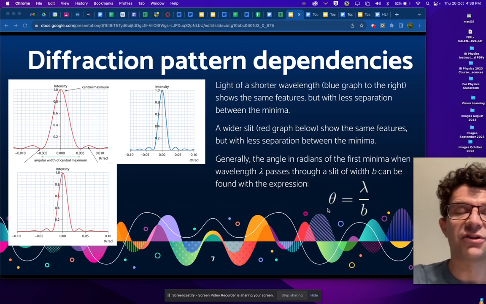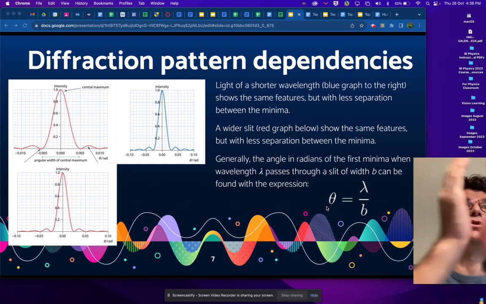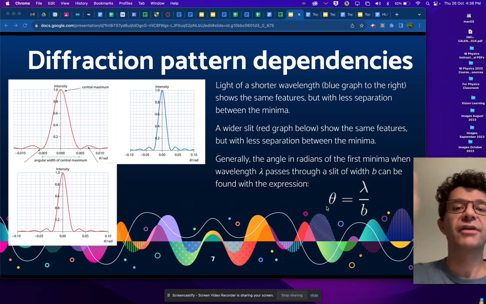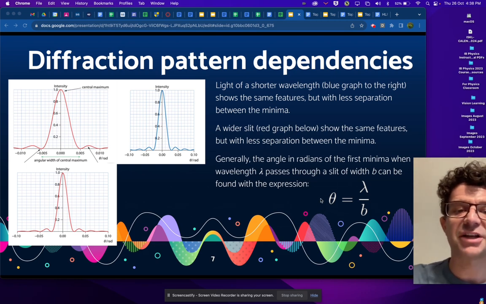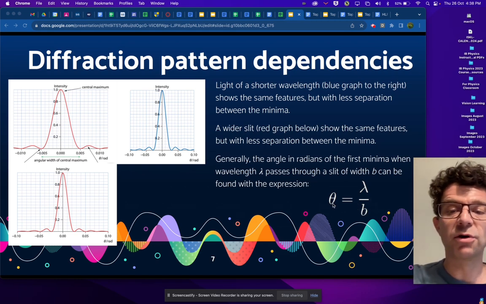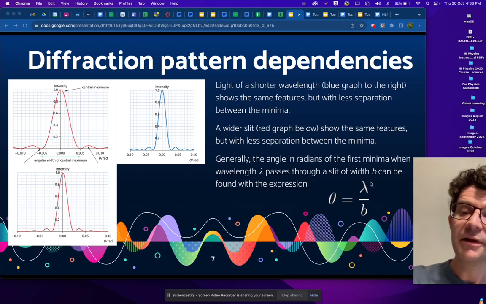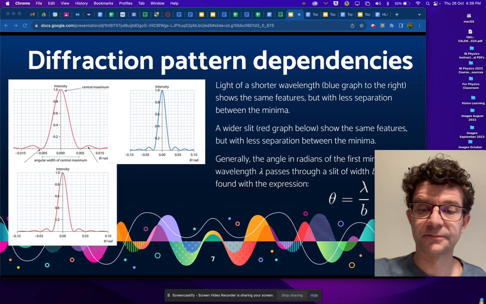Notice that angles in radians tend to be around units, like pi over 2 would be 1.5. So to get substantial diffraction where the first minima is, say, 0.1 radians, you need the wavelength to be similar to the size of the slit. If the slit is very wide, you won't see very much diffraction. You won't see a very wide central maxima. On the other hand, if the wavelength is very, very small, you also won't see that.